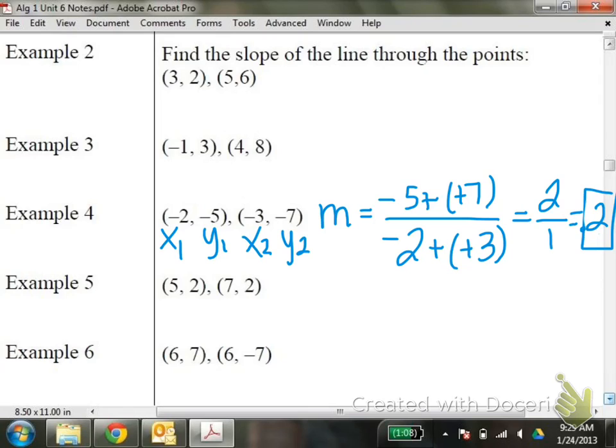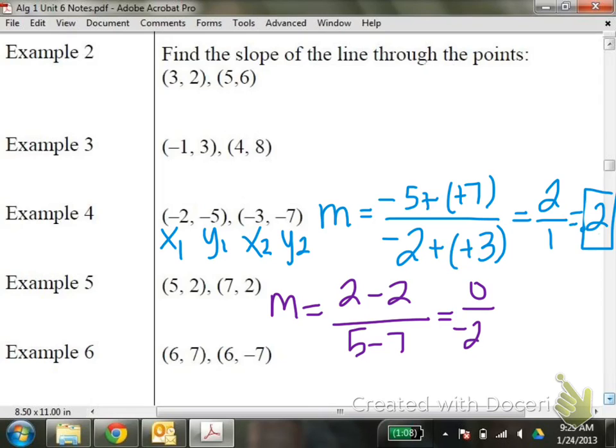So, example 5, just because we are starting to run out of time. My slope is going to be, what goes on top? Y's. So that's going to be 2 minus 2. What goes on bottom? X's, and it'll be 5 minus 7. Okay, what's 2 minus 2, guys? 0. 0 over negative 2.